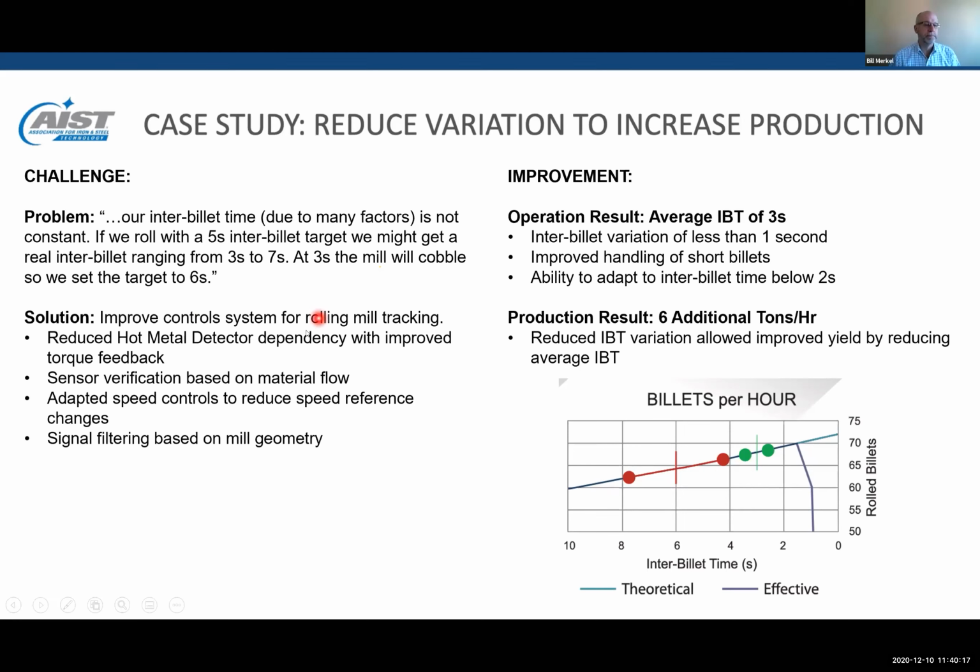After we improved the control system for rolling mill tracking with the aspects we show here, they dropped their average interbillet time down to 3 seconds. That became their target. And the interbillet variation dropped down to a little bit less than a second. So they were able to improve their interbillet time from 6 to 3 seconds overall, lining up with the example we just gave in the last slide.